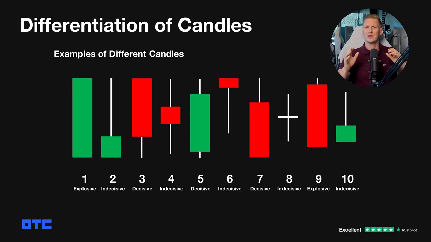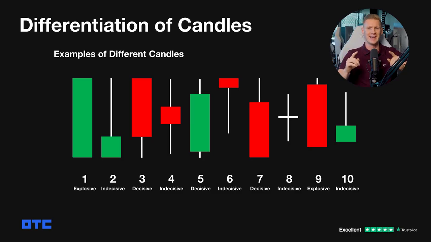Next, candle 2 features a large wick and a small body, which is less than 50% of the total range. So it's indecisive, just like candles 4, 6, and 10. Meanwhile, candles 3, 5, and 7 each have a body larger than 50% of the candle's range and fairly small wicks, marking them as decisive.